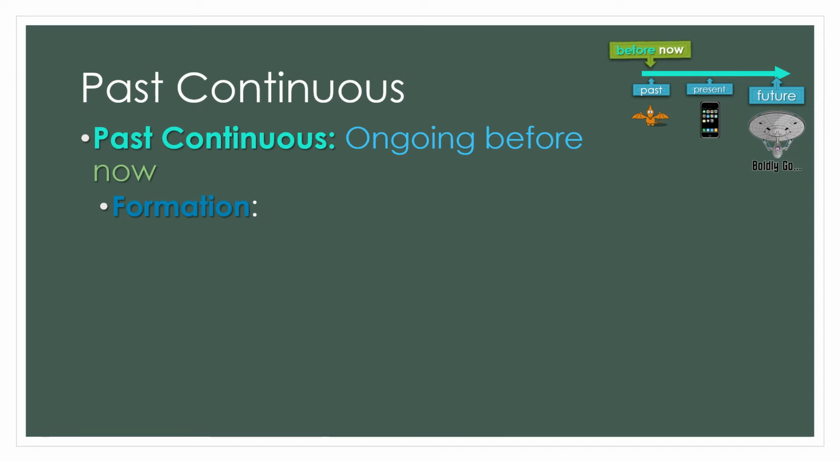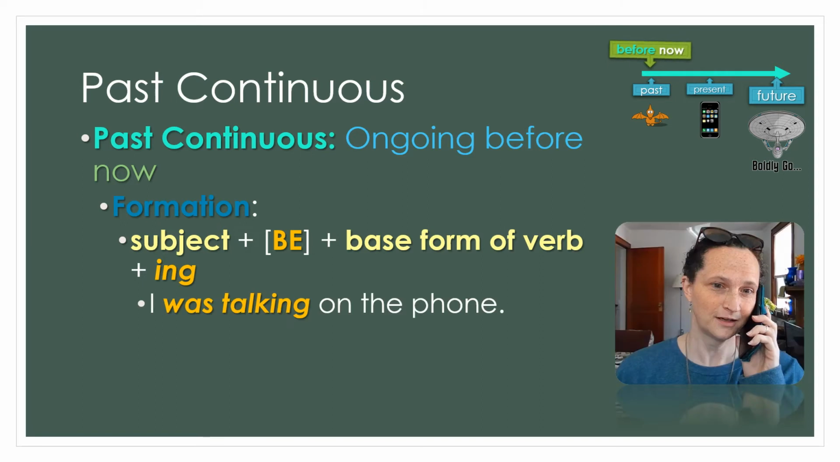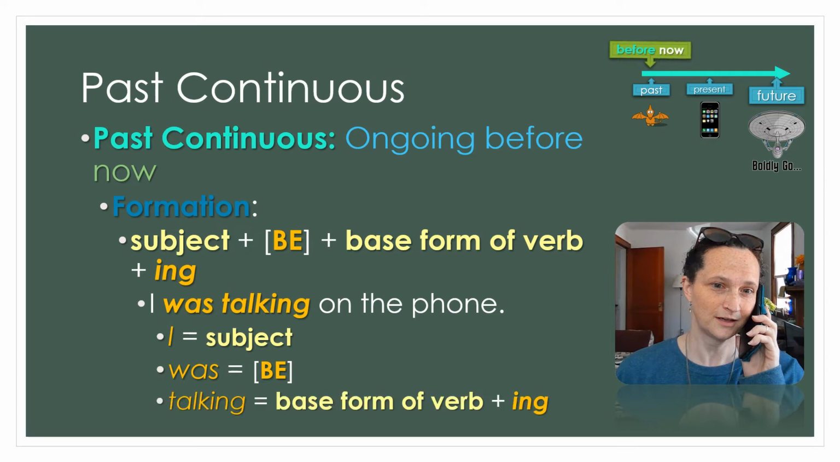In order to form past continuous, you have the subject of the sentence plus be in the past tense with the appropriate form for the subject, plus the base form of the verb, plus ing. For example, I was talking on the phone. I is the subject. Was is the past tense form of the I subject verb. Talking is the base form of the verb plus ing.